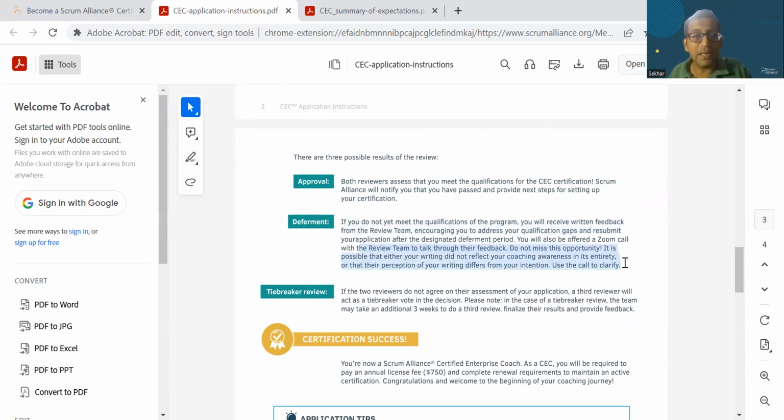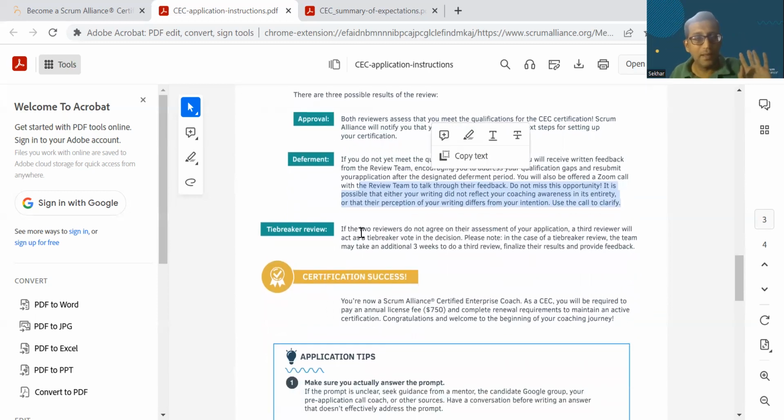It is possible that either your writing does not reflect your coaching awareness in its entirety, or that their perception of your writing differs from your intention. Use this call to clarify. And if two reviewers do not agree on their assessment of your application, a third reviewer will take the tiebreaker and vote in this decision.